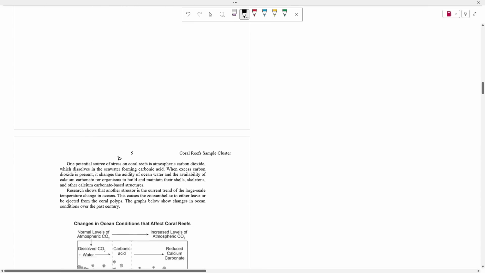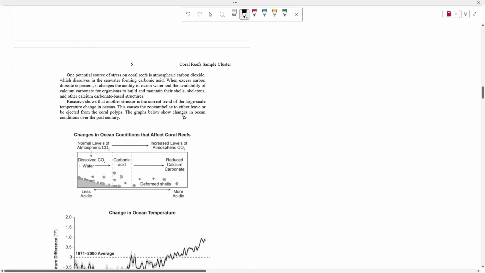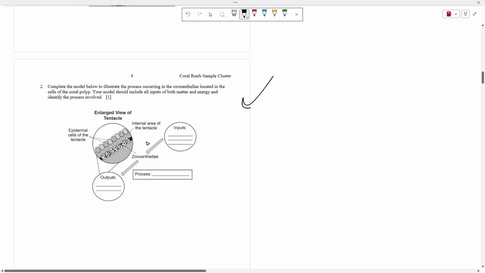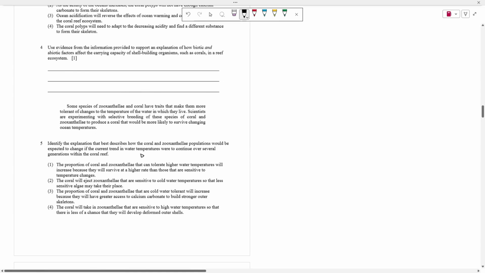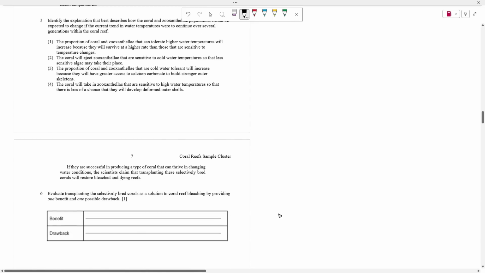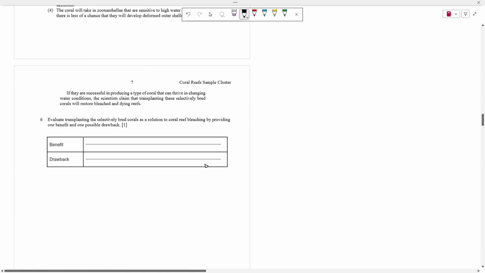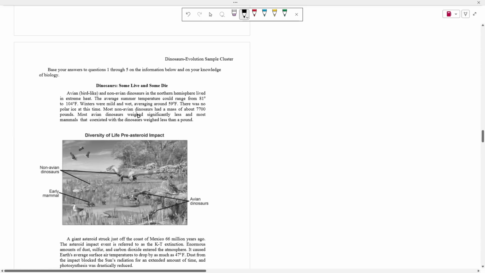And then we're going to keep on going through this cluster, and finally we have 2 graphs to analyze, a diagram to analyze, and finally more information that's going to build on whatever was given to us in the previous stimuli. And of course we're going to have questions associated with that. Okay, so this is our first cluster. They were all about coral reefs, and then you're going to move on to your second cluster, which is going to be questions 1 through 5, and it's going to be about dinosaurs.